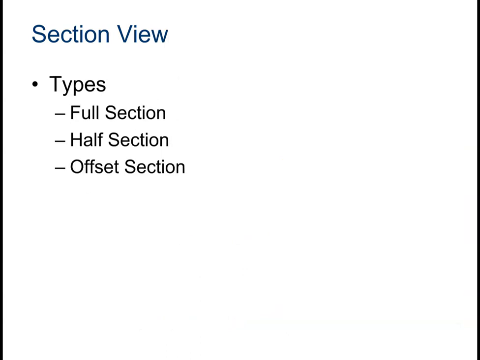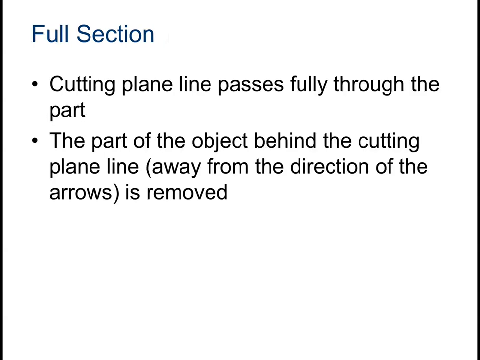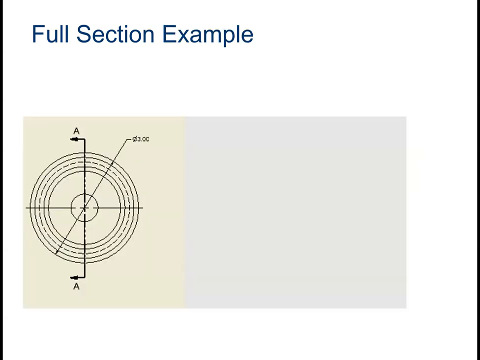There are three types of section views: full section, half section, and offset section. In a full section, the cutting plane passes fully through the entire object. Although we realize once we cut through it, we're removing half of it away. So with this full section, you're actually going to see half of it.